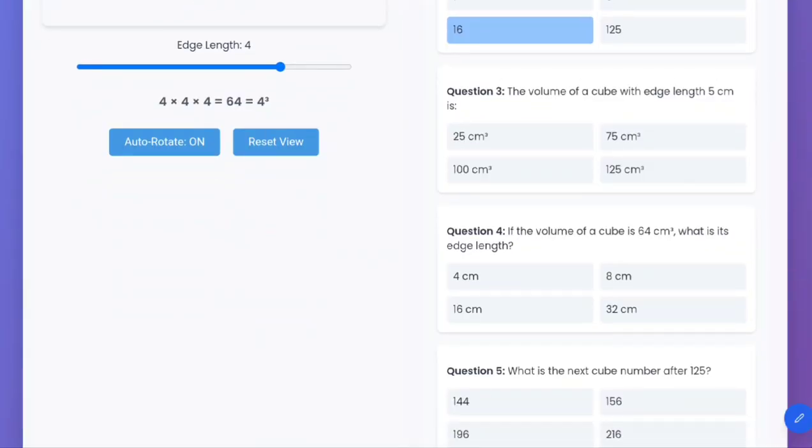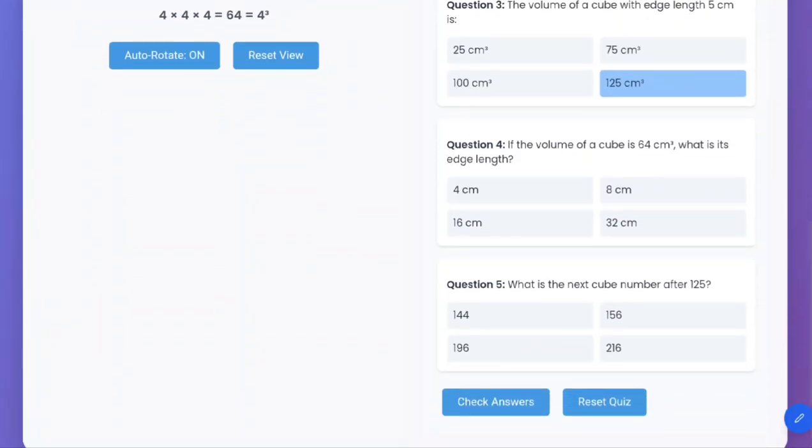Next, the volume of a cube with edge length 5 centimeters. Again, remember, volume essentially means we are going to be cubing that number. Length times breadth times height. Since all of these three are the same in the case of a cube, we are going to be multiplying 5 with itself 3 times. 5 cube, that is 5 times 5 times 5, that is 125 centimeter cube.